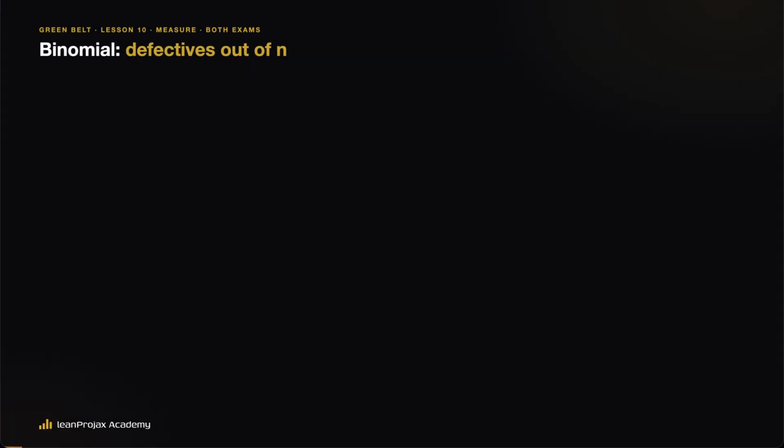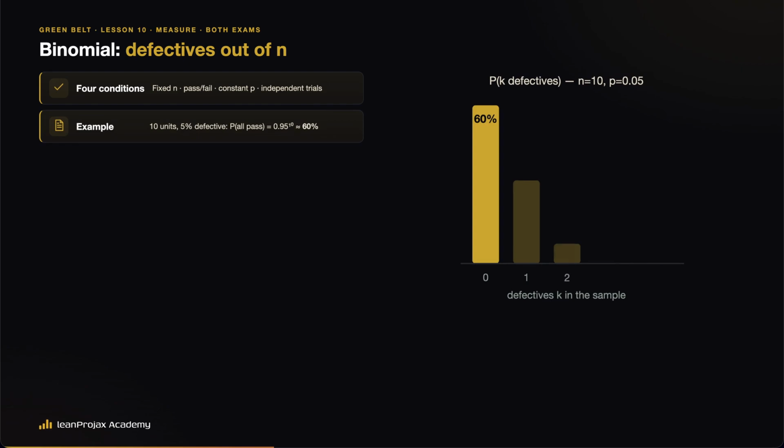The binomial counts successes in a fixed number of trials. 4 conditions: a fixed n, each trial pass or fail, a constant probability p, and independent trials. Inspect 10 units with a 5% defective rate. The chance all 10 pass is 0.95 to the 10th power, about 60%.